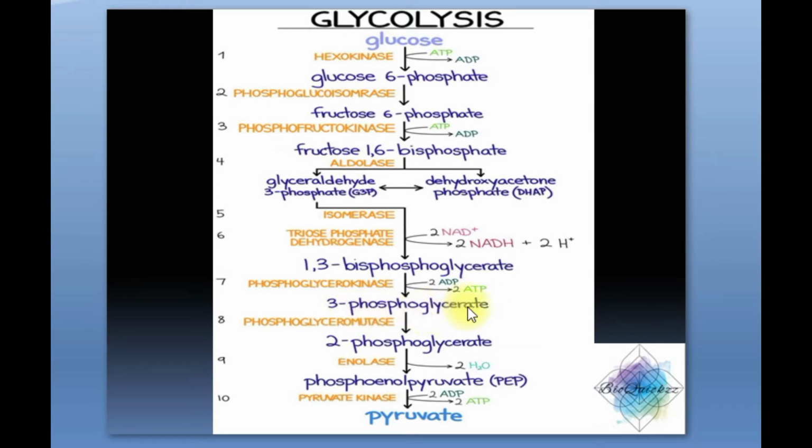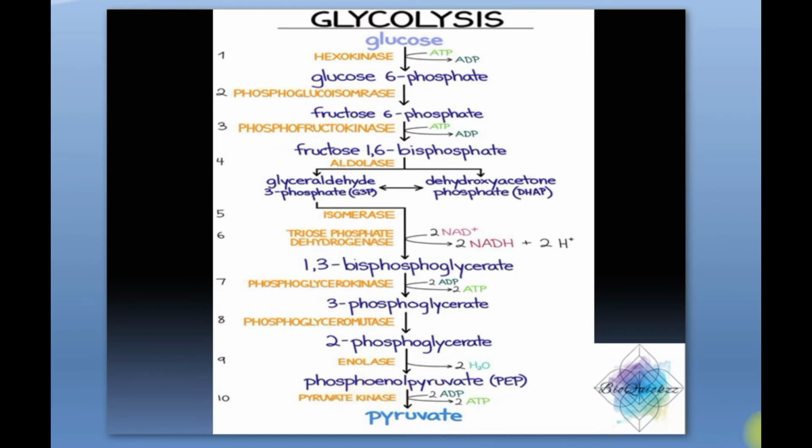Then 3-phosphoglycerate is changed to 2-phosphoglycerate. The enzyme required is phosphoglyceromutase. The ninth step is 2-phosphoglycerate to phosphoenol pyruvate, which is also known as PEP. Here enolase is the enzyme and 2 H2O is released. The tenth step is phosphoenol pyruvate converted to pyruvate, and 2 ADP is required and 2 ATP is released, and the enzyme used here is pyruvate kinase.